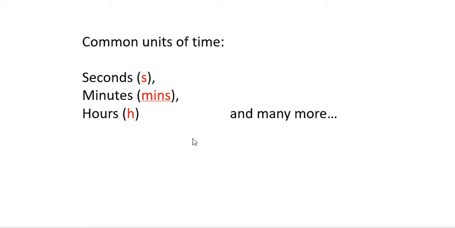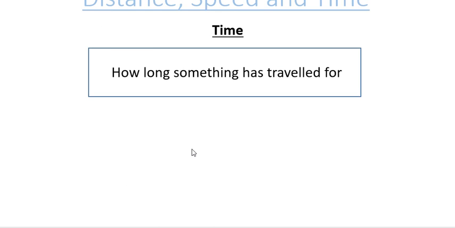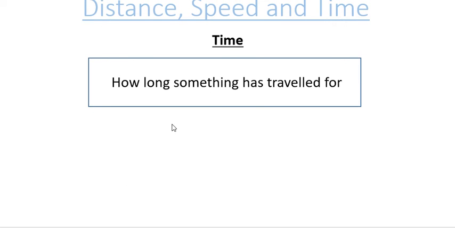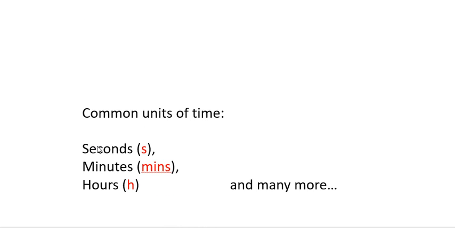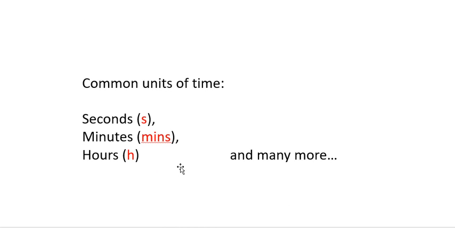Okay, next one is our time. So this is how long something has travelled for. So if we're talking about a journey, time specifically means how long that journey has lasted. Again, common units here are things like seconds, minutes and hours. They're the most common ones we'll be using, generally seconds and hours most.